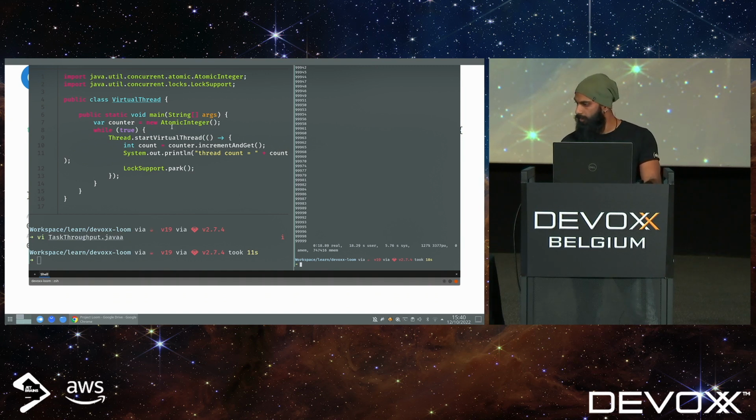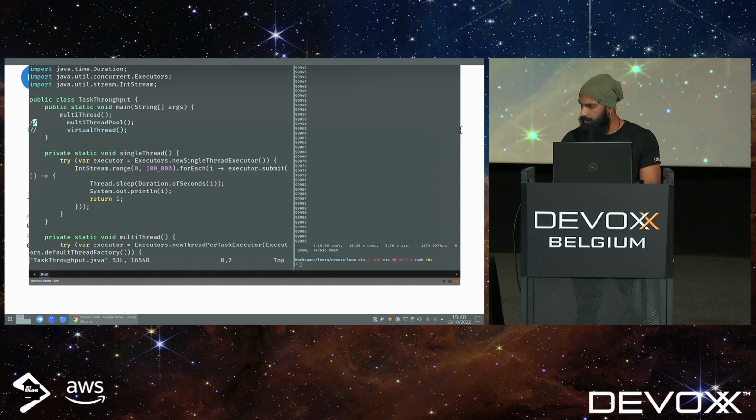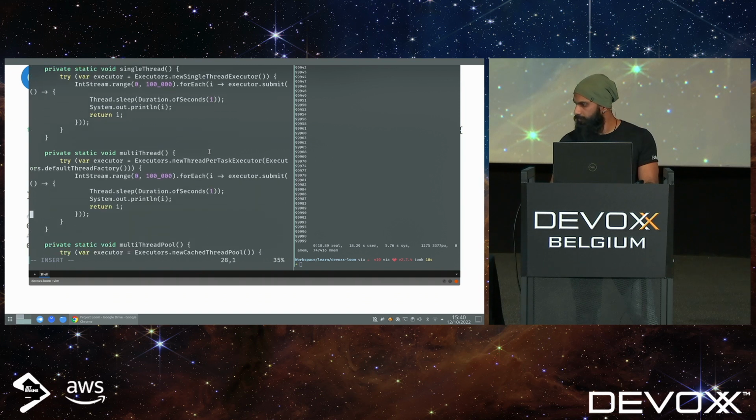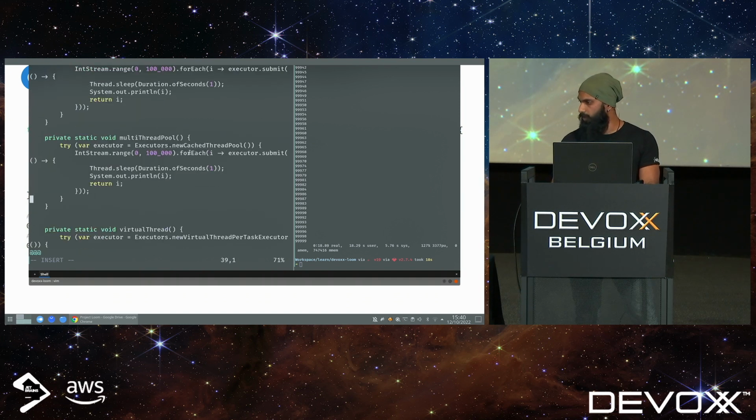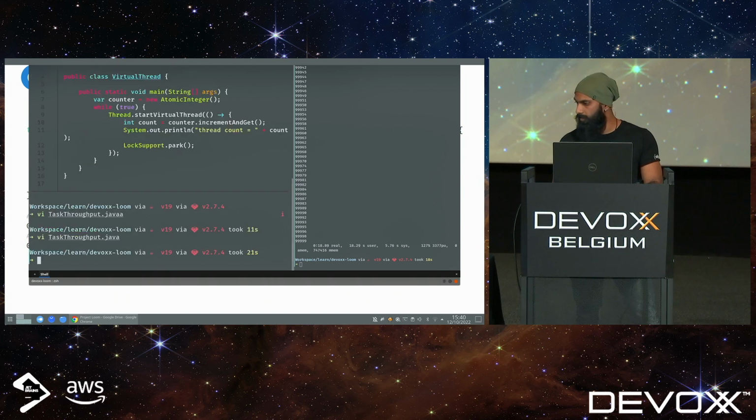So let's try a slightly different implementation. So let's try the same, but with a thread pool. So here we are using a cached thread pool instead of the thread per task executor. So let's see how much throughput we can get.